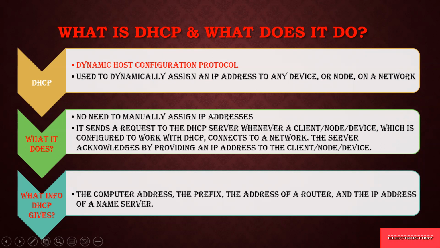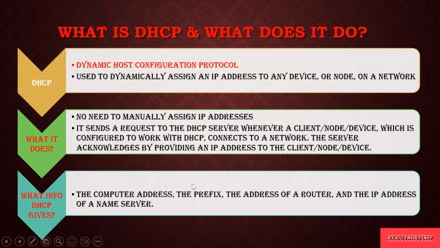How it assigns an IP address is, it will send a request to the DHCP server whenever a node or device is connected to the network. After the node or device is connected to the network, it is configured with the DHCP to connect to the appropriate network. Now, the DHCP server will acknowledge back to the client or the device that is connected by providing an IP address. So, this is what your DHCP does.